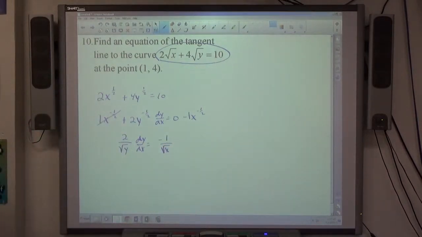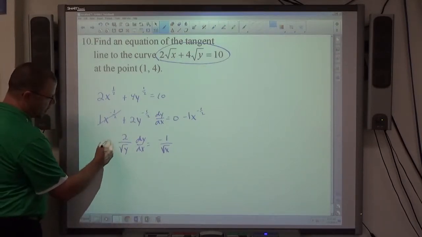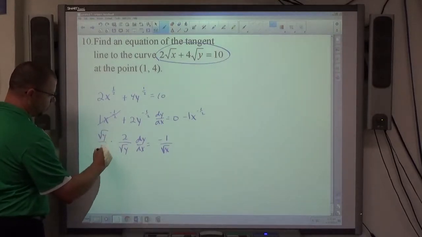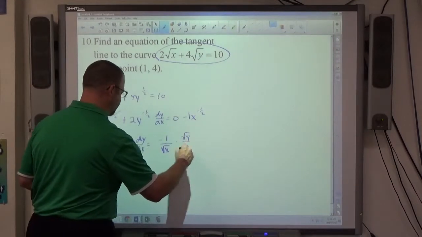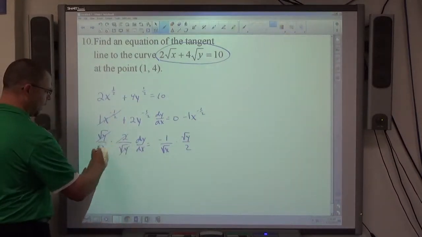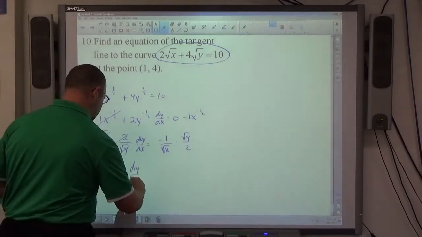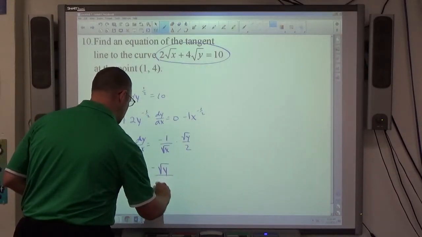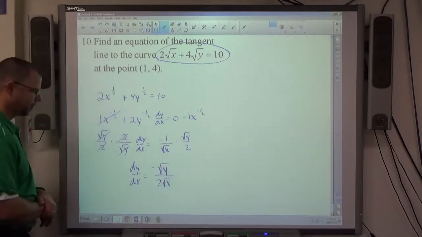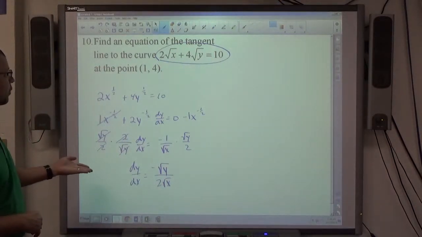Get back to radicals in the correct positions. Negative powers belong in the denominator, half powers are square roots. I get a fractional structure here, so the square root of y over 2 is the reciprocal. Multiply the other side times the square root of y over 2. Square roots of y and the 2's cancel over here, leaving dy dx equals. And I end up with negative the square root of y over 2 times the square root of x as my derivative. And again, the derivative is just the slope formula.